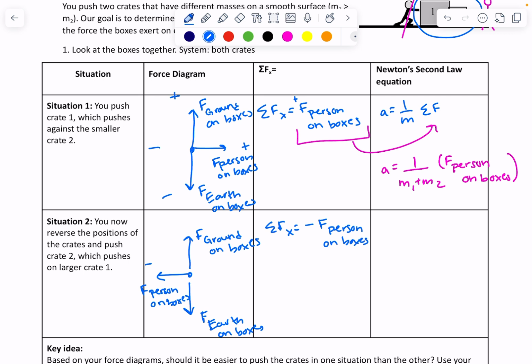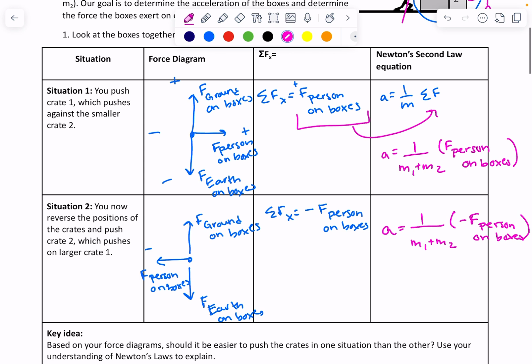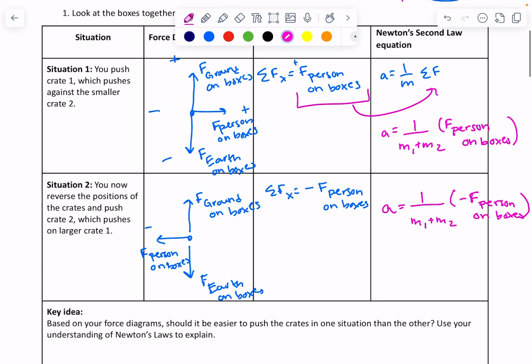So if I'm writing my Newton's second law equation, acceleration equals, the mass is still the mass of both objects, m1 plus m2, because our system is still both boxes. But now the sum of the forces is going to be negative force person on boxes. So what we see here is that even if we switch the direction of the boxes, the mass doesn't change because our system is still the same, and the amount of force doesn't change. So the only thing that changes is the direction of the acceleration.